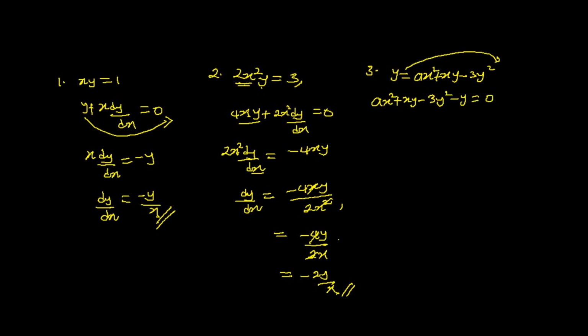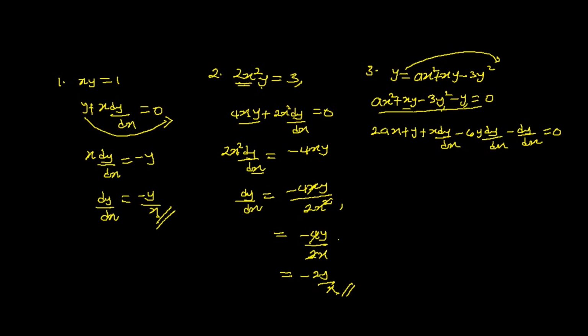So now let's differentiate this properly. This is going to give you 2ax plus, differentiating this now, we are going to have y plus x dy/dx, minus 6y dy/dx, minus dy/dx, equal to 0. So differentiate this, you have y plus x dy/dx. Differentiate this, you are going to have 6y dy/dx.